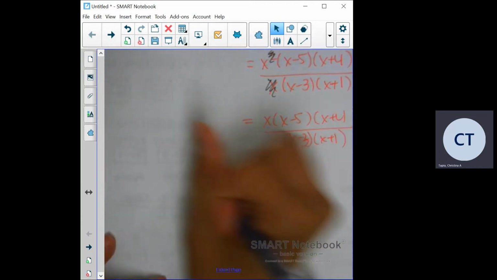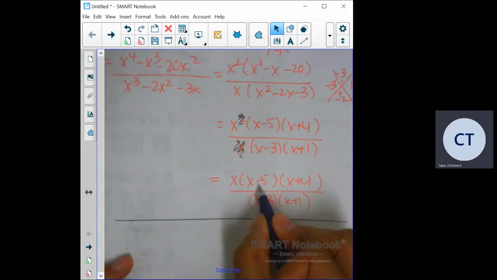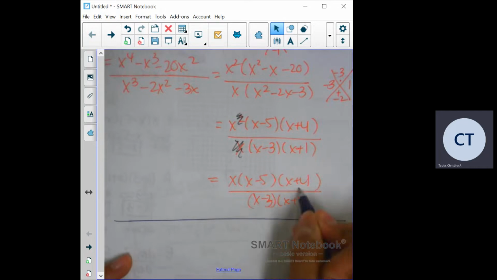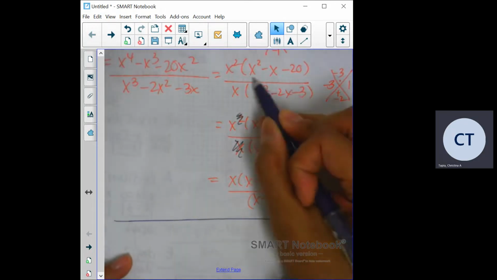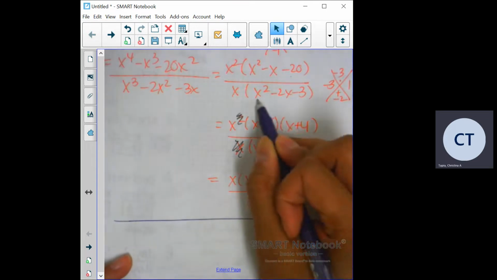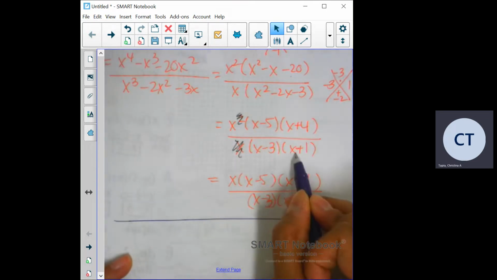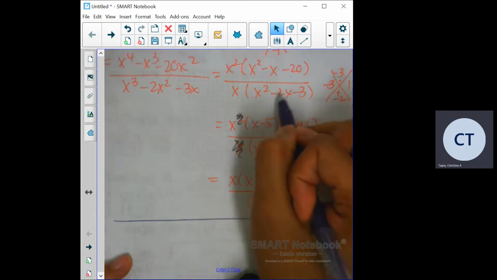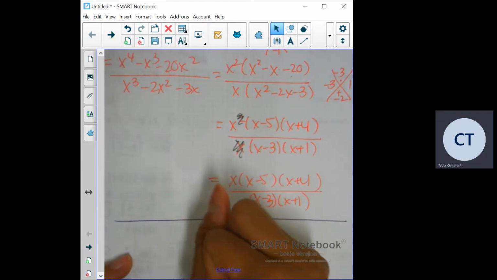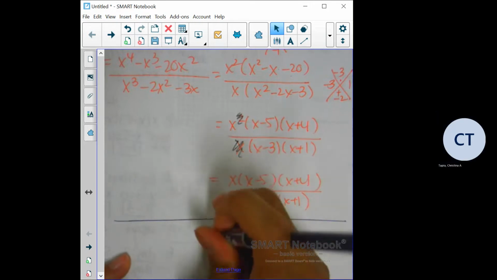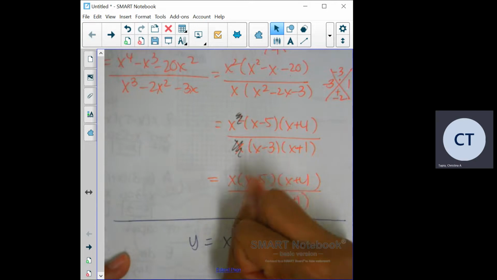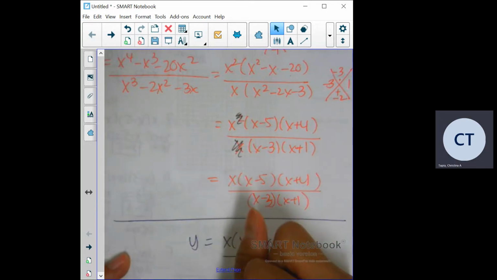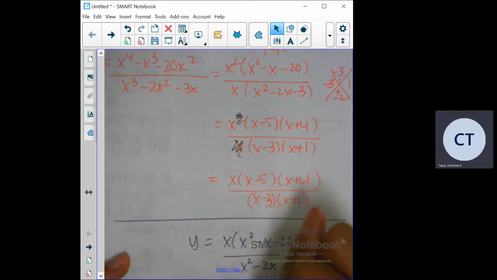All right, so on the back side, I already know none of these canceled. And when we had all of these that we factored out, this is what our trinomial will look like when I FOIL this. I'm not going to refoil this. I'm going to recopy these two. So for the numerator, y is going to equal x times (x squared minus x minus 20). And for the denominator, we're just going to have x squared minus 2x minus 3.